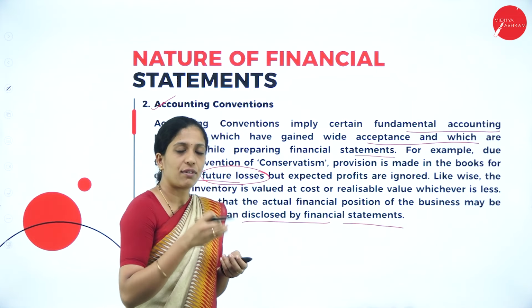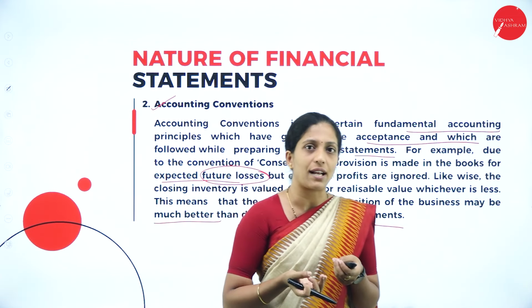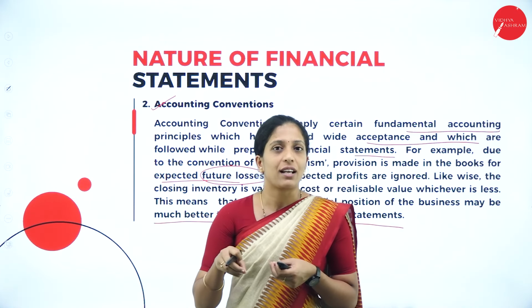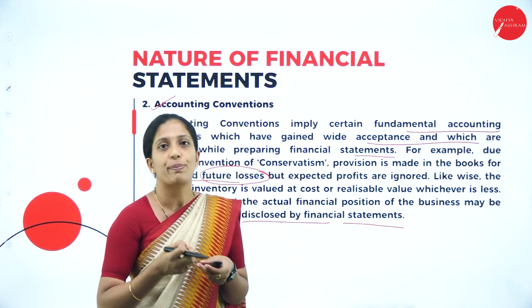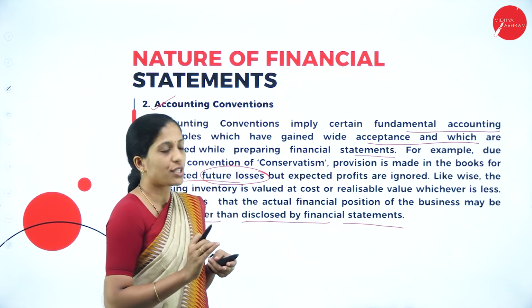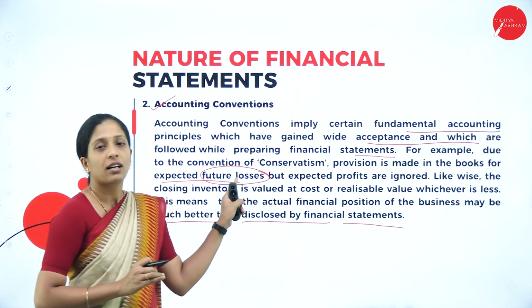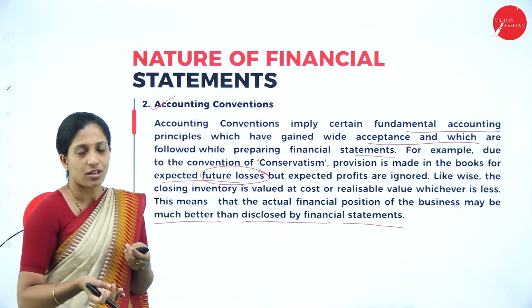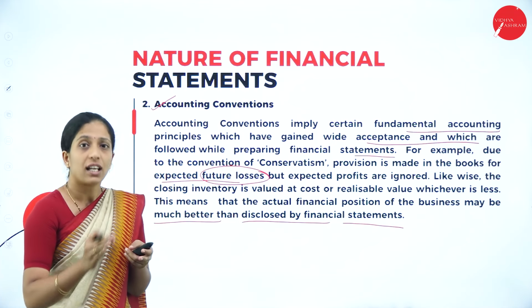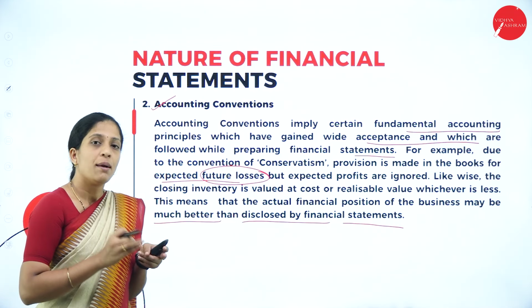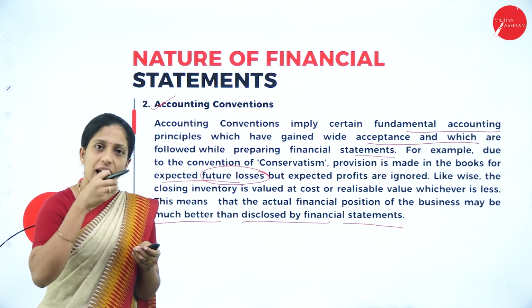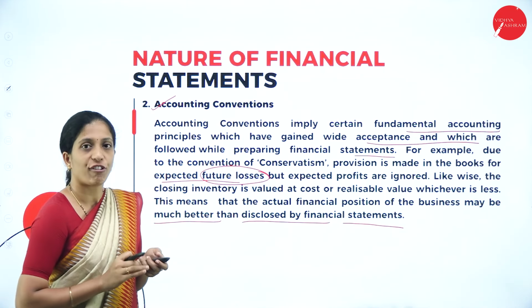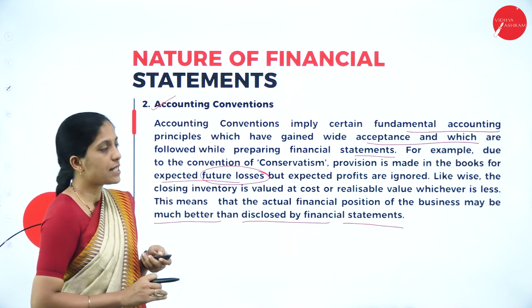So, there are certain conventions to be followed while preparing the financial statement, and it is universal in nature. The main intention of following the accounting conventions is to bring uniformity in the financial statement. Here the convention of conservatism tells us we are going to expect future losses, but anticipated profits are ignored. Both are important, but according to conservatism we have to follow it because these are universal principles to be followed in the preparation of financial statements.